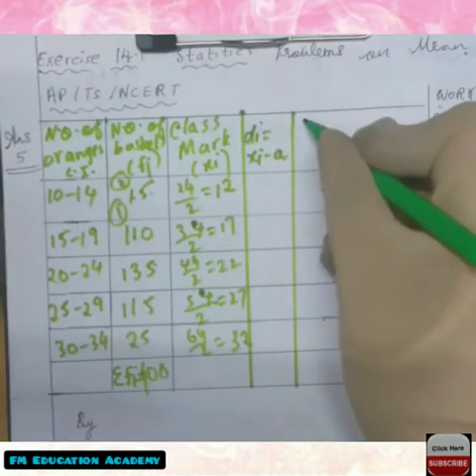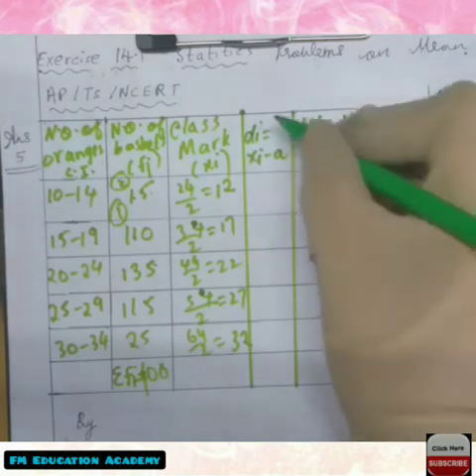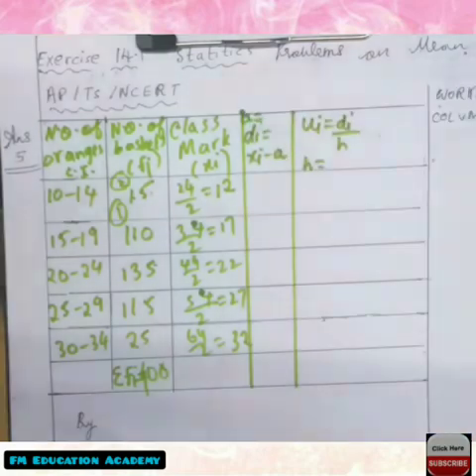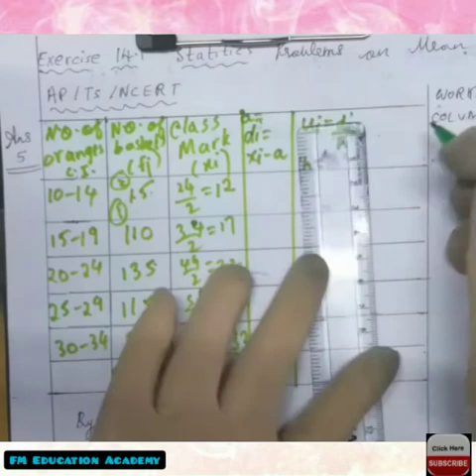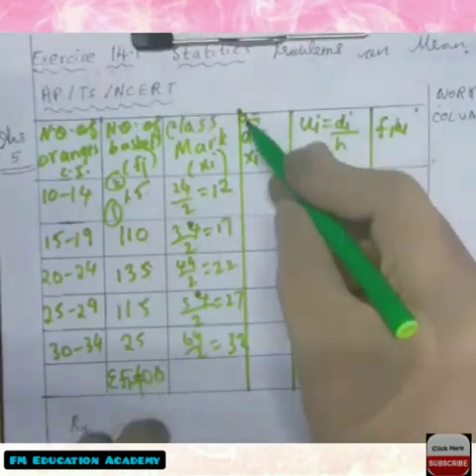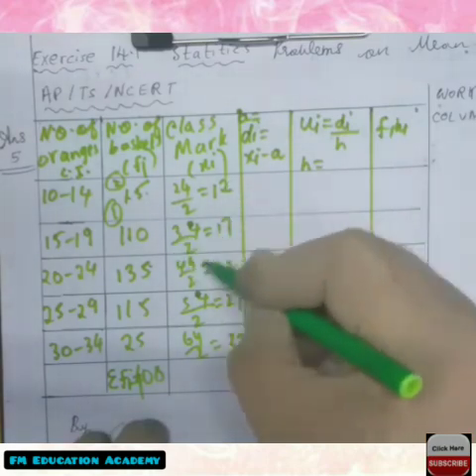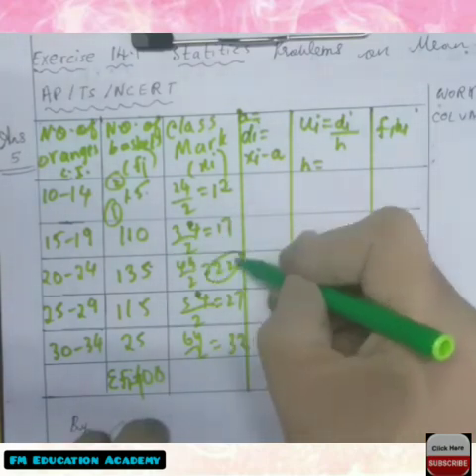Fifth column will be ui is equals to di by h, and what will be h we have to write here. What will be A we have to write here. Last column will be fi into ui. So for the assumed mean A, again how many rows are there? 1, 2, 3, 4, 5. 5 rows are there, so take the middlemost value, that is here 22 is my assumed mean A.